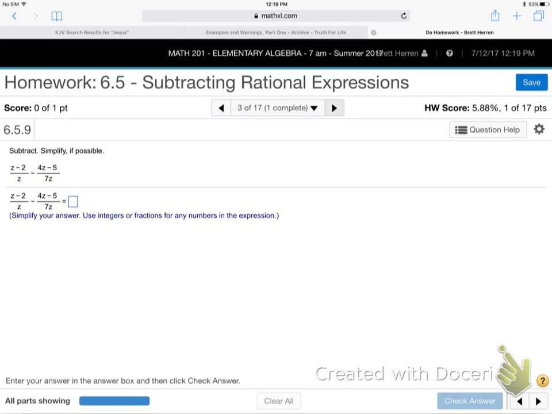So what do we have there? We have x minus 2 over x minus 4x minus 5 over 7x.